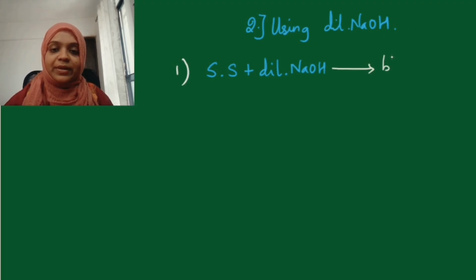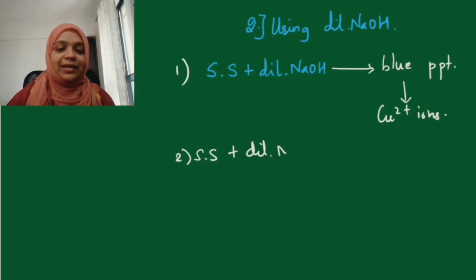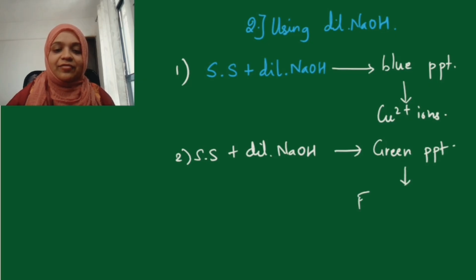If you get blue precipitate, copper plus 2 ions are present. So simple. If in the salt solution you add dilute NaOH and you get green precipitate, faint green precipitate, then Fe plus 2 ions are present.